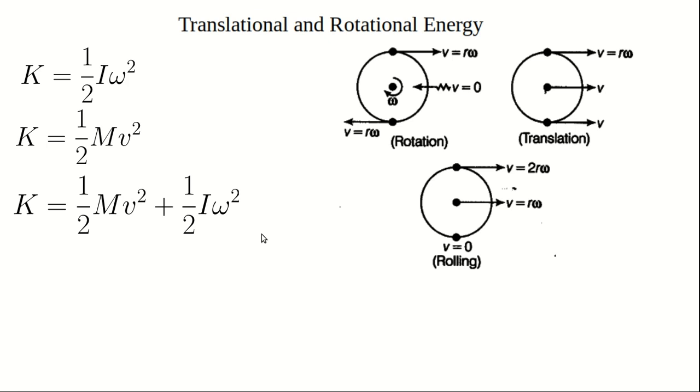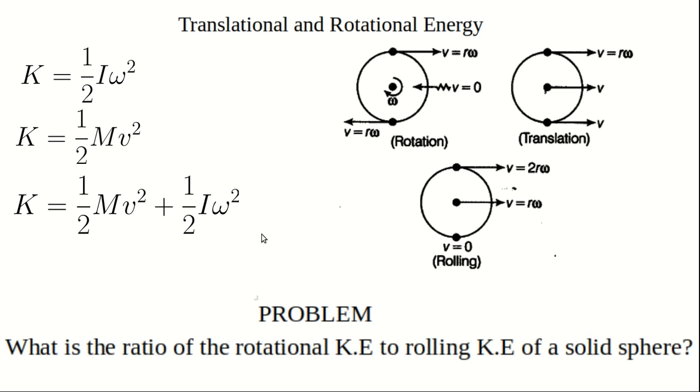Let's see if we can look at one or two problems. This is a typical example of a problem that can arise from this one. Remember that your v squared is what? Your w r, all squared. So the question is, what is the ratio of the rotational kinetic energy to rolling kinetic energy of a solid sphere? First of all, we must note what they are talking about. The shape is a solid sphere.